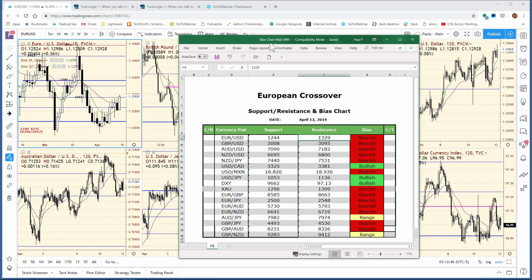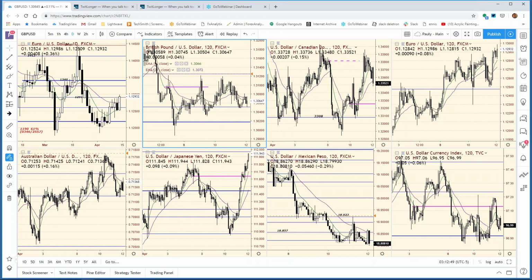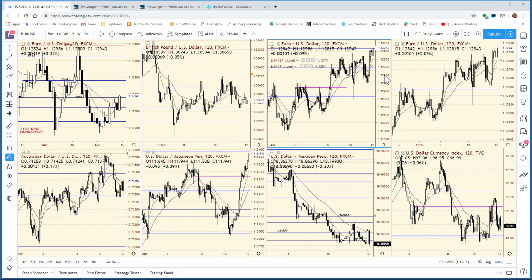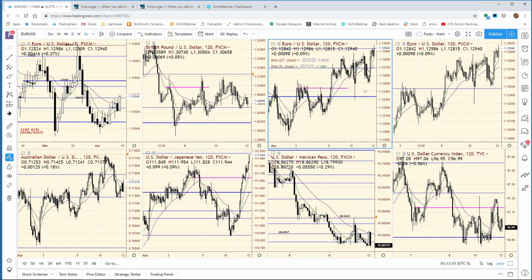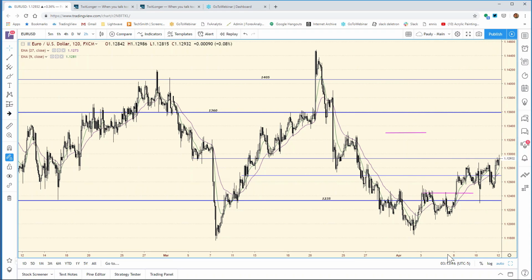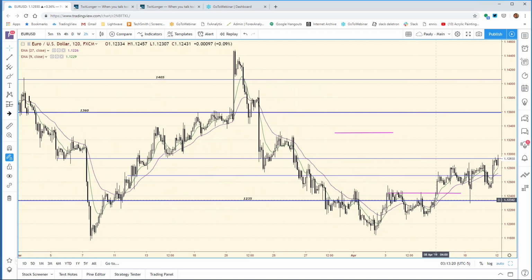Support, well, really no changes here. Support's going to be that 12.44, right in here, the 12.44. So there's not going to be any changes there. And with that, we're going to move into cable.